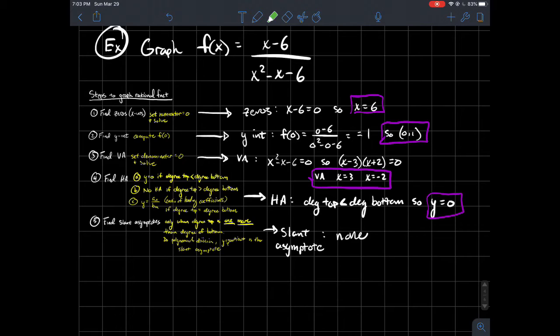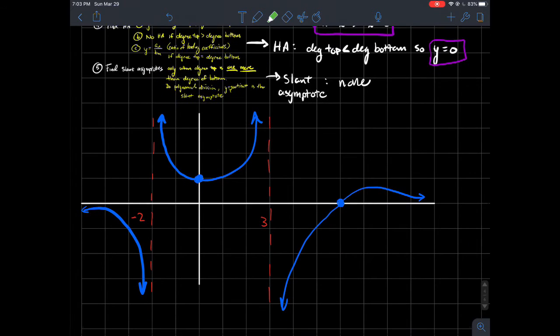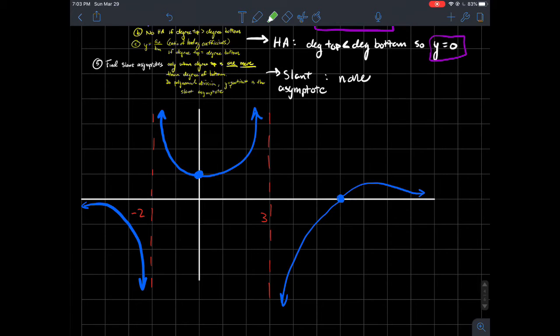So how would you get an idea what this function looks like? You probably start by plotting any x-intercepts, where the vertical asymptotes are, and maybe where the y-intercept is, and then try to fill in from there. So the red lines are the vertical asymptotes that we got at negative 2 and 3. And I know that this, at 6 right here, is the only spot you should ever go through the x-axis.